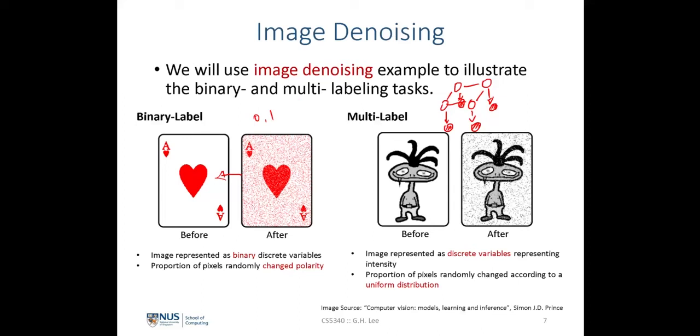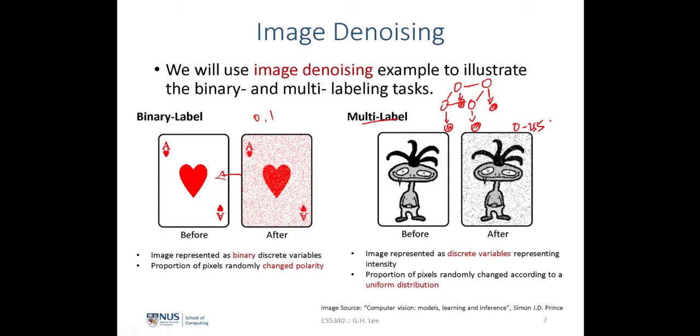And here's another example where it's a multi-labeling task, where given a grayscale image that looks something like this, which is also corrupted with noise over here, where the value of each pixel is randomly changed from 0 to 255, because this is a grayscale image.